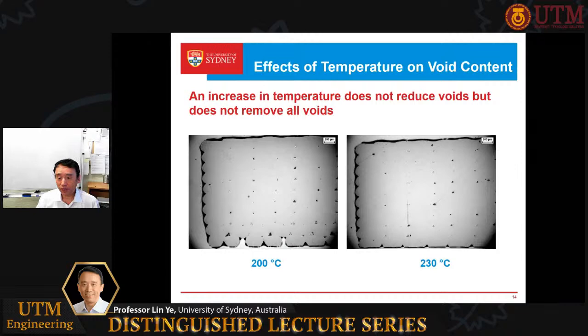Sometimes we say, because it's a fusion issue, the best way is to increase the temperature. That is a common method people may think about. But sometimes when you increase the temperature, for example, this is probably for the PLA, you can see the void getting smaller, but it's still there. So then we ask, what is really the impact?